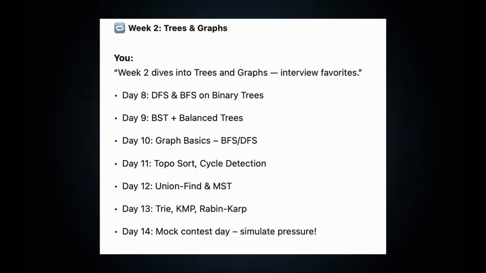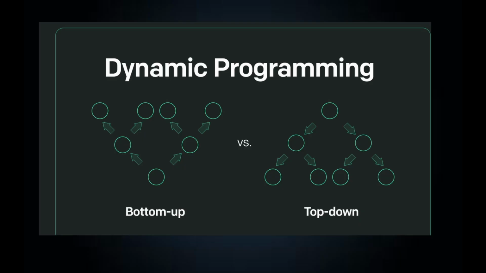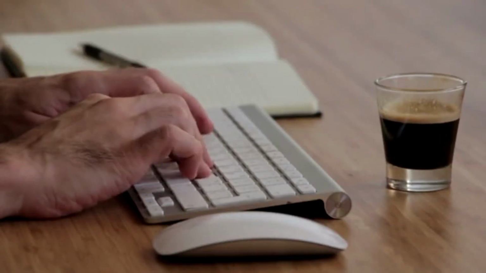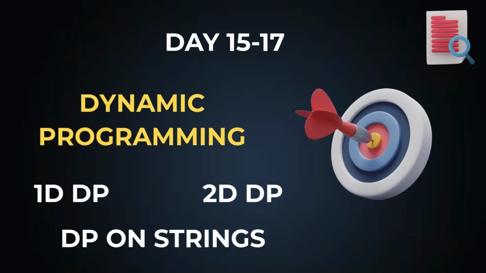Let's summarize what we need to do throughout week 2. Week number 3, dynamic programming. Dynamic programming is one of my all-time favorite topics. So let's check out what the topics and problems are that we need to focus on when it comes to dynamic programming. Day 15 to day 17 heavily focus on 1D DP, 2D DP and DP based on strings.